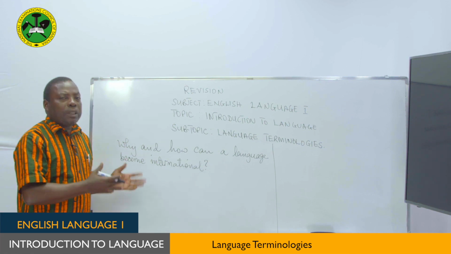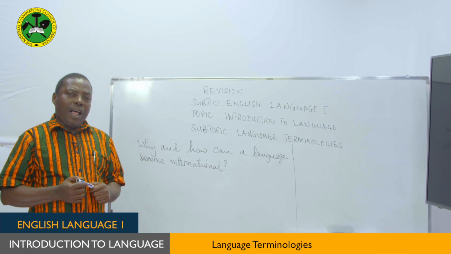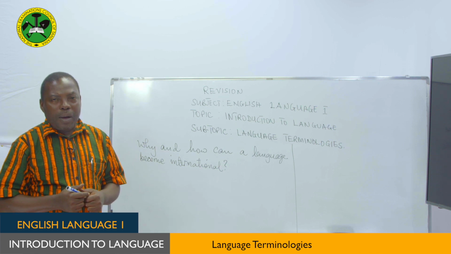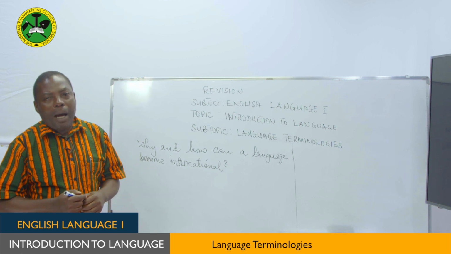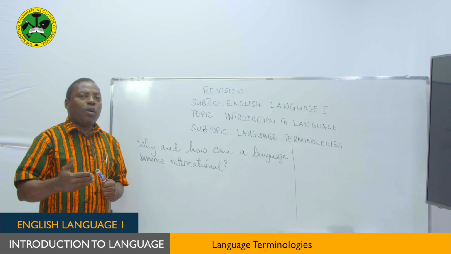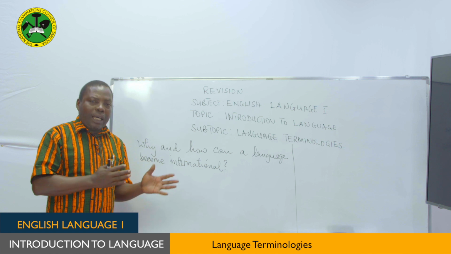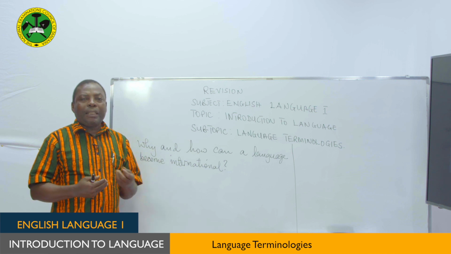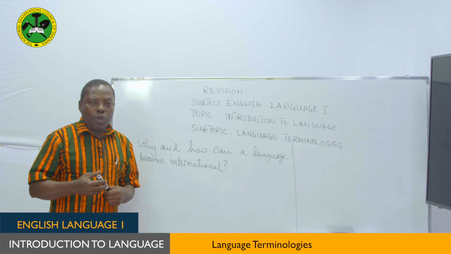So in answering this question, we will be looking at the factors that can make a language become international. But before we go into those factors, let us try to understand a bit about what is an international language. The understanding of what is an international language in relation to the factors will finally help us to know how a person can categorize a certain language to be an international one.